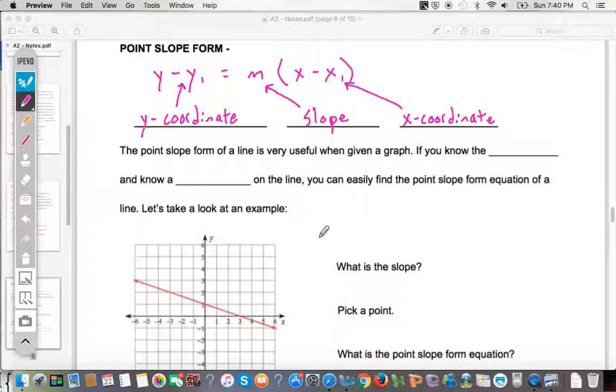Okay, so the point-slope form of a line is very useful when given a graph. Okay, so if you know the slope and you know a point on the line, you can easily find the point-slope form equation of a line. Okay, so let's hop right into an example.